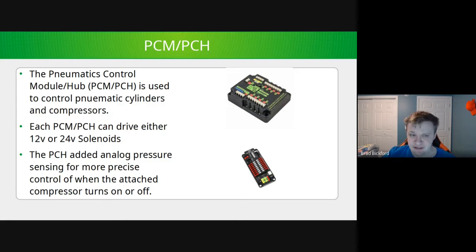The newer model is the PCH, the Pneumatics Control Hub that was brought on by REV. The nice thing about the PCH is that rather than just using digital pressure sensing, like knowing when the system is full versus when it's not full, it actually adds analog pressure sensing. So you can actually have a pounds per square inch, a PSI value. And so you can make more educated decisions about when you turn your compressor on or off.